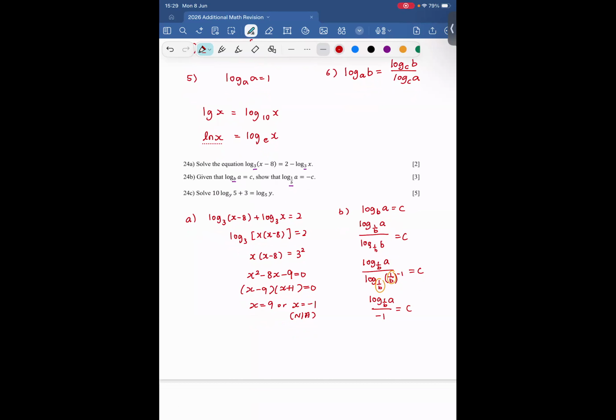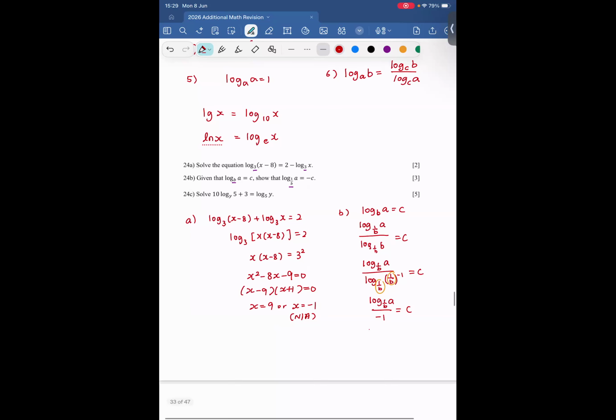Okay, then one more step. You do write down the answer. So you just multiply the -1 over.